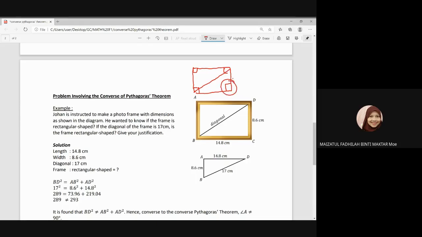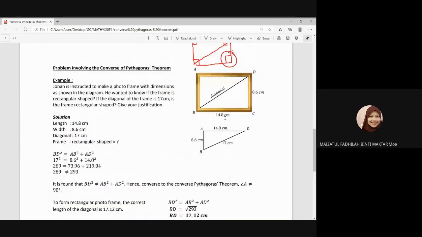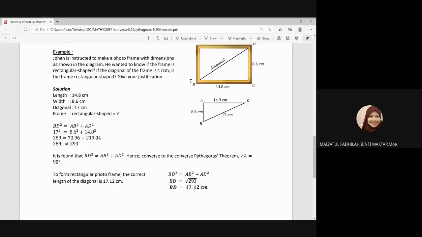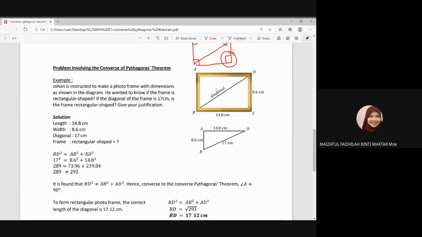Okay, we must know whether the measurements given in the diagram can make the frame a rectangular shape or not. Okay, so given to you, the length is 14.8 cm and the width is 8.6 cm. The diagonal, you can read in the text here, is 17 cm. So what do you need to find? Whether the frame is a rectangular shape or not. So how do you find it? Use the formula. The longest side is the hypotenuse, which means the diagonal is the hypotenuse.